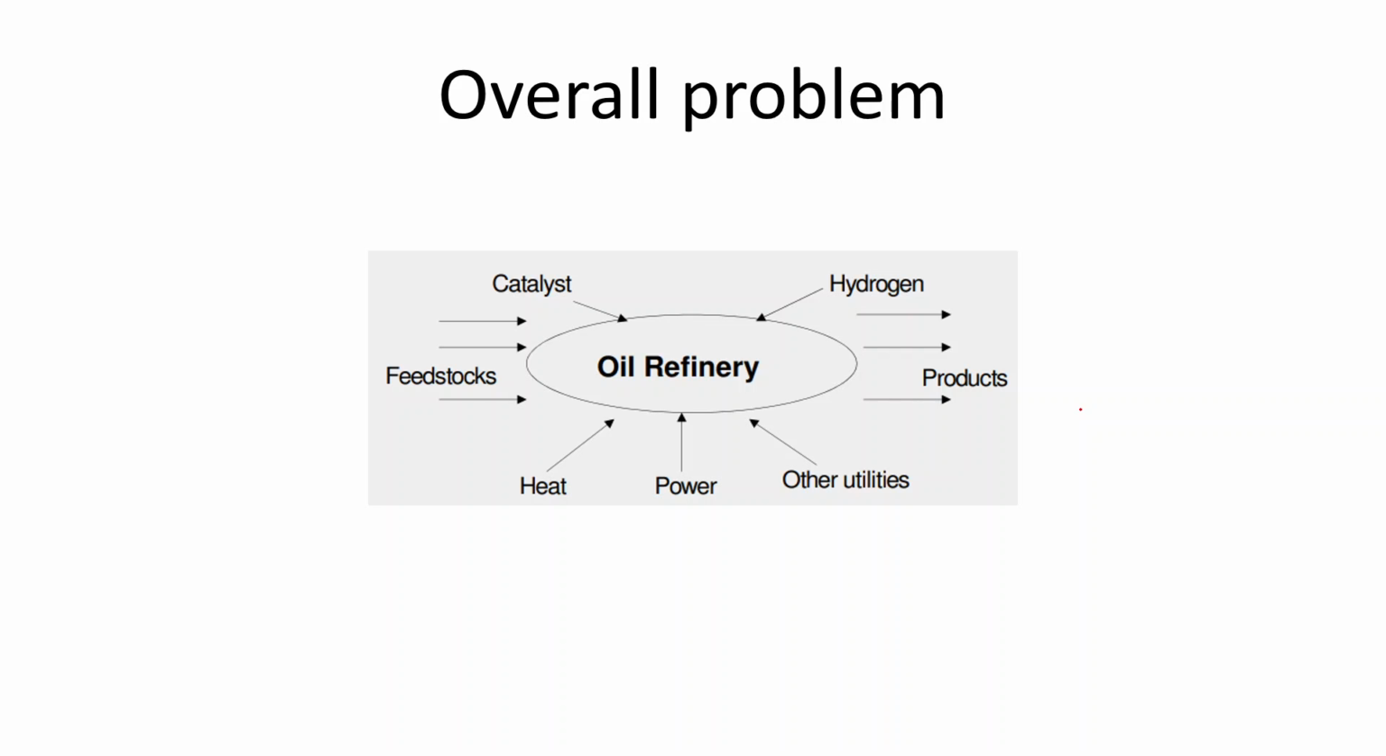So we see that we have an overall problem where we have the oil refinery. We have the feedstock coming, we have the catalyst, we have the heat, power, utilities, and so on and so forth, and then hydrogen as well. And we have a bunch of products that we're going to produce. And then in this oil refinery, there are many processing units, right? How do they then simplify this or try to solve this interdependency or the complicated problems in itself?